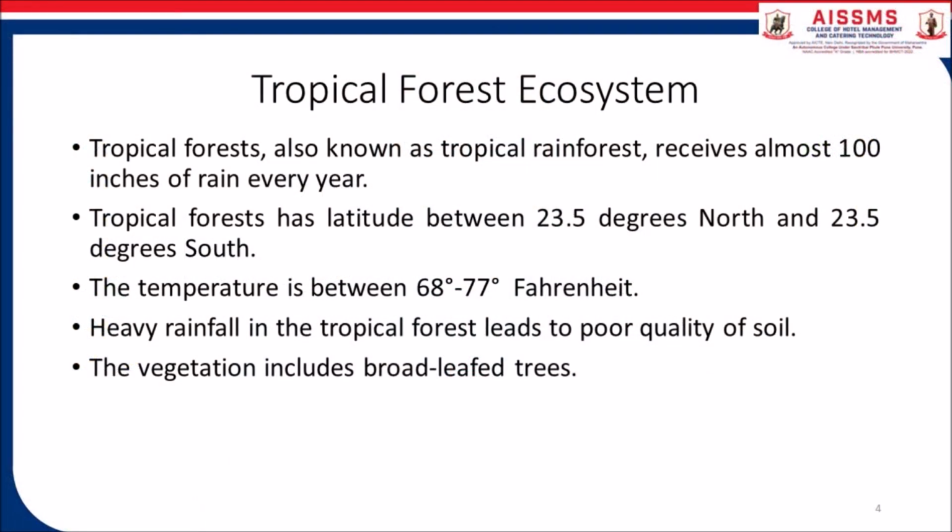Tropical forest, as the name suggests, is also known as tropical rainforest. It receives almost 100 inches of rain every year, and it has a wide variety of species among all other types of forest ecosystem. Tropical forests are usually found in latitude between 23.5 degrees north and 23.5 degrees south.